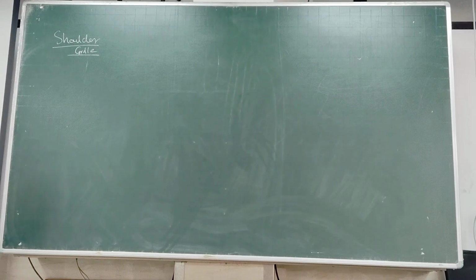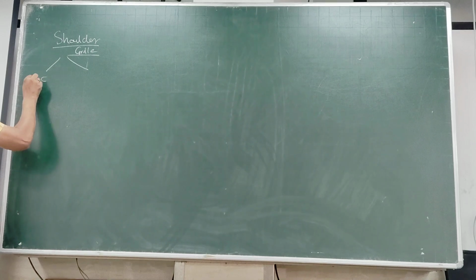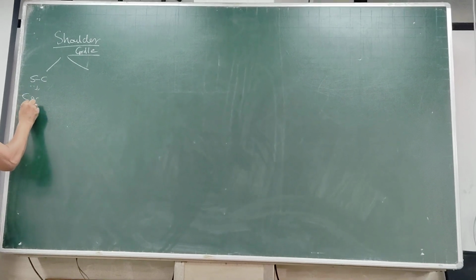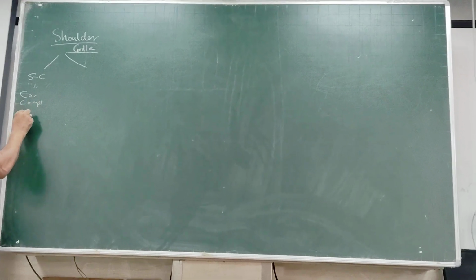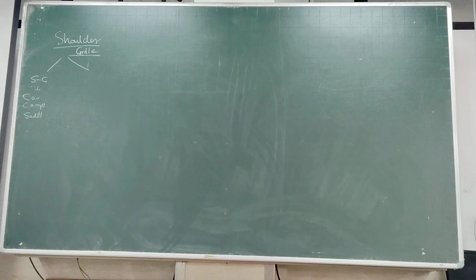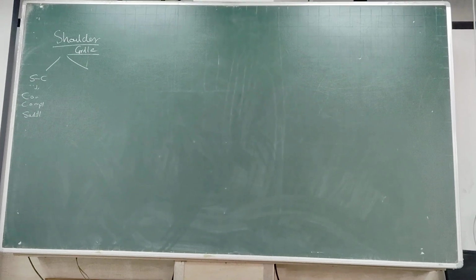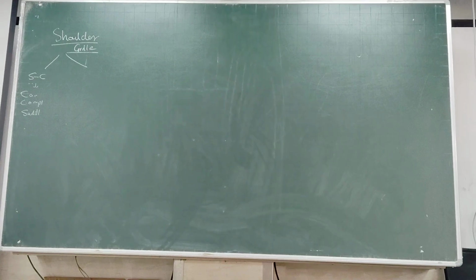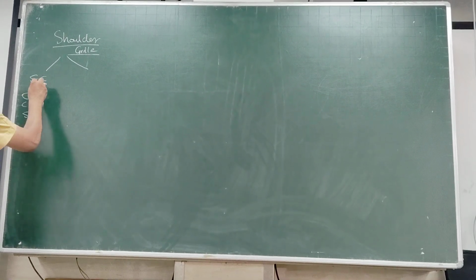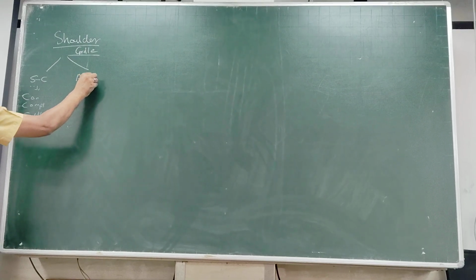Shoulder girdle is a combination of two joints: the sternoclavicular joint, which is a compound, complex, saddle joint. Because the first rib is also involved, it is compound, and because an articular disc is there, it is complex. So the sternoclavicular joint and the acromioclavicular joint.